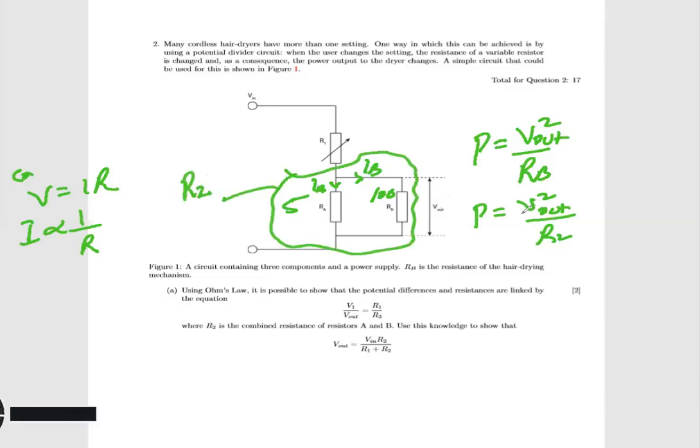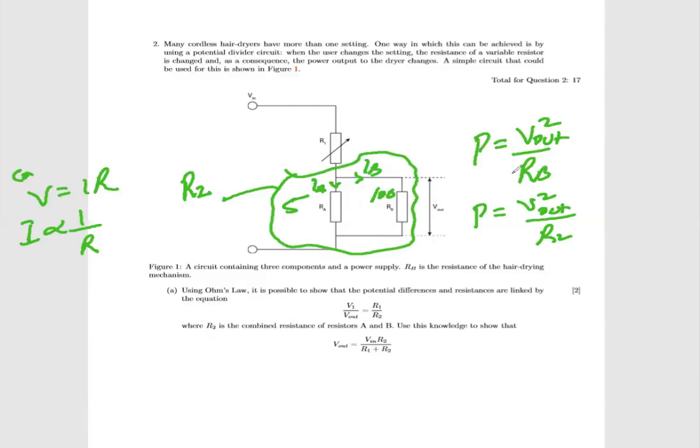Or you can ask the question like this: find the power dissipated in the RB resistor plus the power dissipated in the RA resistor. But if the question is, find the power dissipated in RB, you will use this formula. Or if the question is, find the power dissipated in RA, you will use this formula: P is equal to V out squared divided by RA.